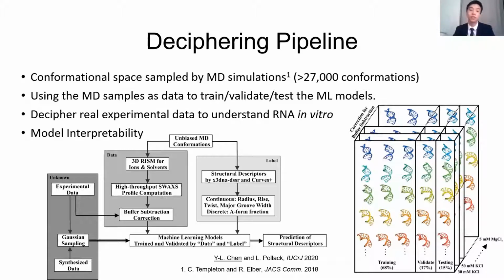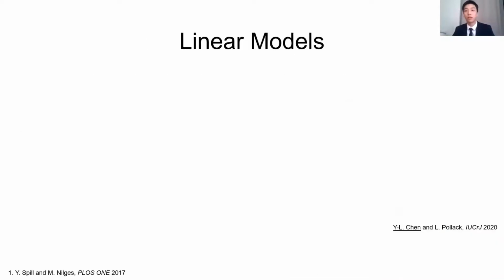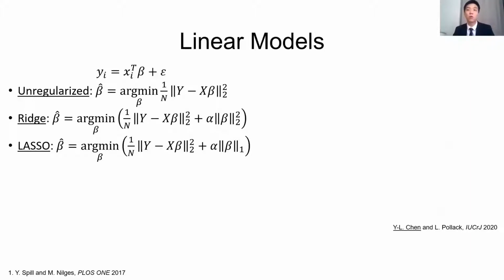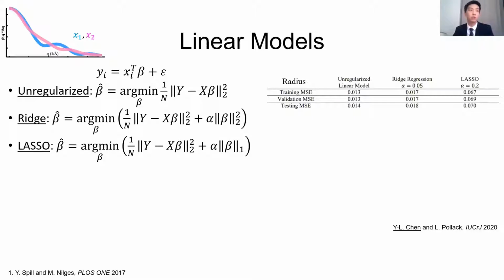Based on the previously seen linear correlation, I will talk about generalized linear models and move on to nonlinear models. So the linear model actually takes this form, y equals x beta plus noise, where y is the structural parameter and x is the WAXS profile. And beta is the coefficient and will reveal which features or which angle is important in the fitting. There are three generalized linear models, and the difference is mainly in the regularization term. I want to point out that the lasso takes the L1 norm as the regularization term and focuses on the sparsity of beta. The training, validation, and testing errors are shown here.